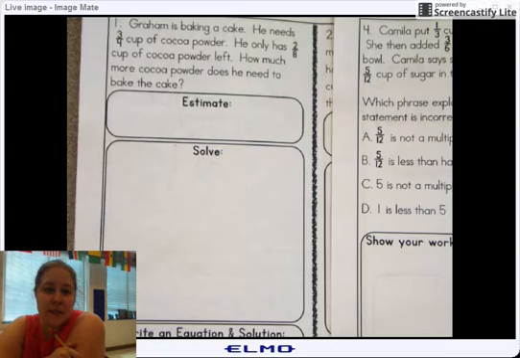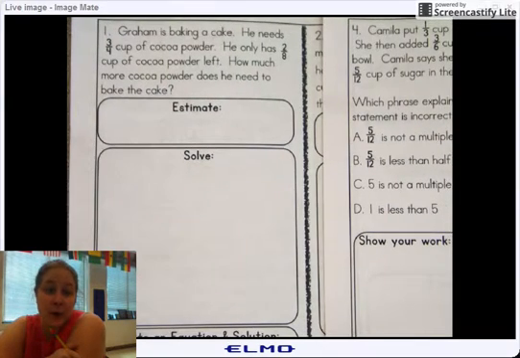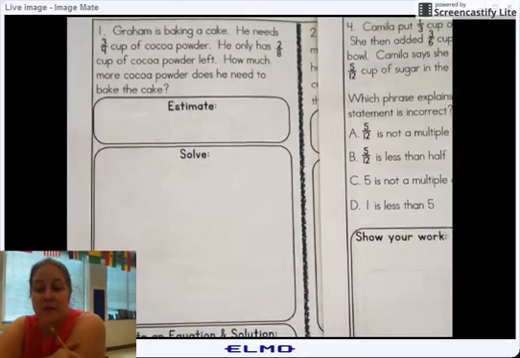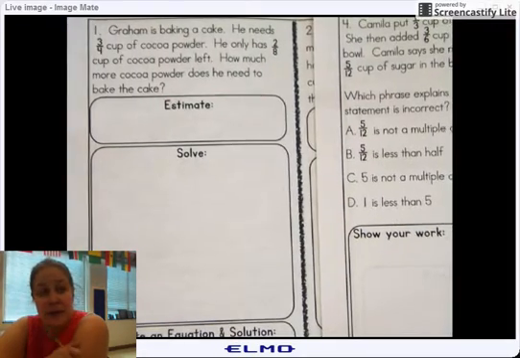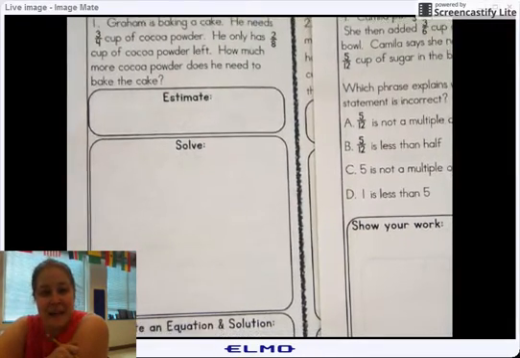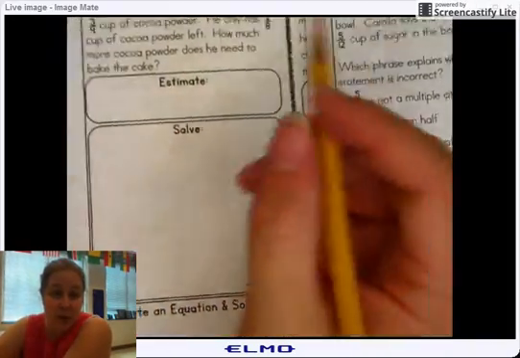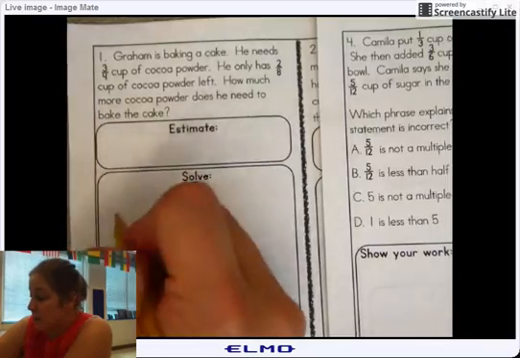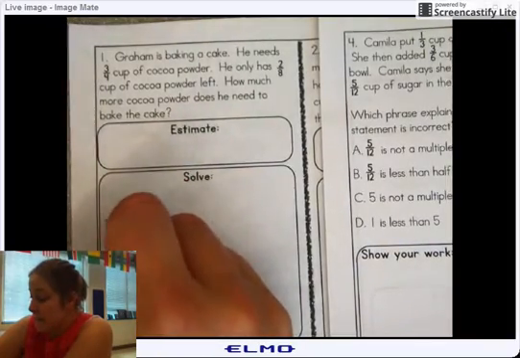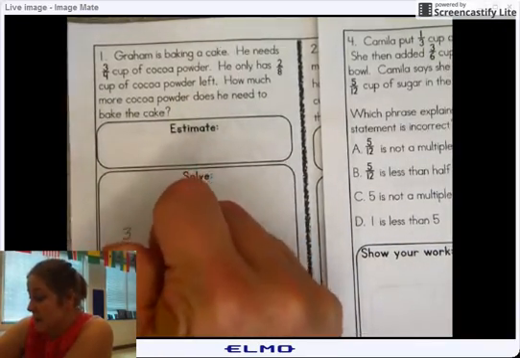Okay, now to solve this, how much more cocoa powder does he still need? Think about what action we're going to do. We're going to add or subtract. And now you should have said subtract. So what we're going to do is take 3/4, which is our bigger number, minus 2/8.